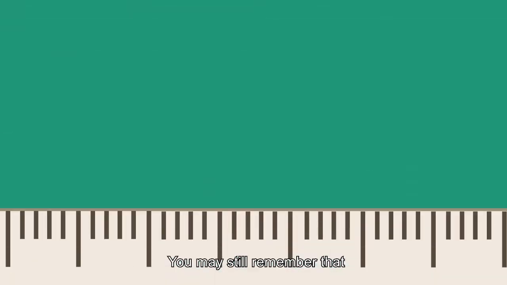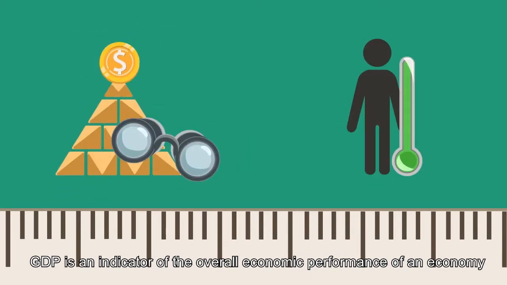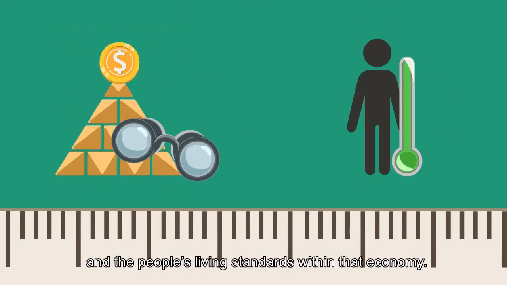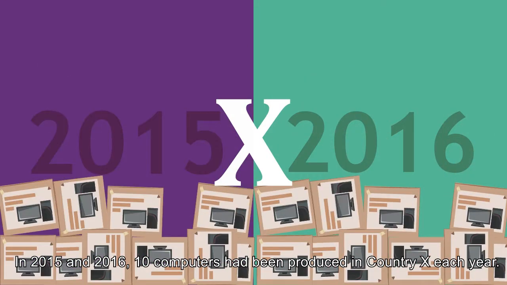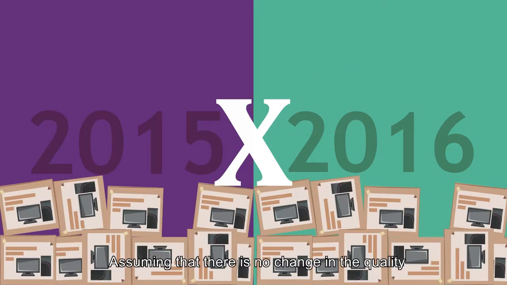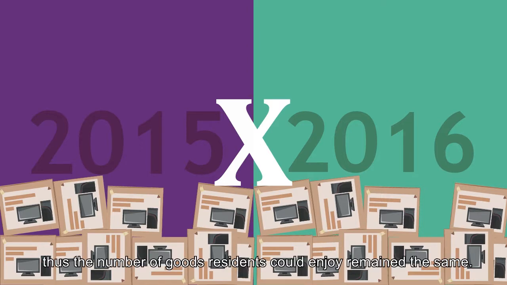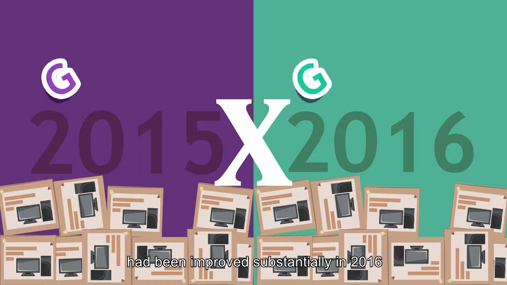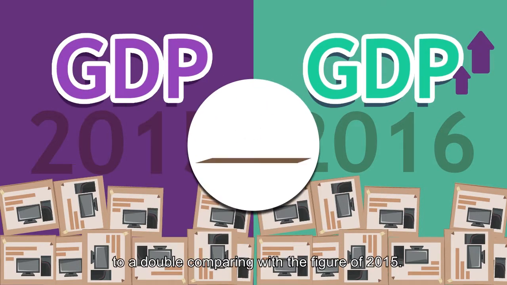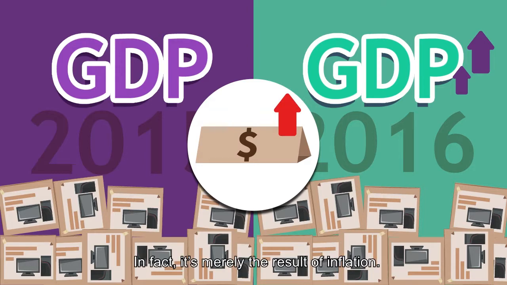You may still remember that GDP is an indicator of the overall economic performance of an economy and the people's living standards within that economy. In 2015 and 2016, 10 computers had been produced in Country X each year. Assuming that there is no change in the quality, there was no change in the total output. Thus, the number of goods residents could enjoy remained the same. We might wrongly assume that the living standards of Country X had been improved substantially in 2016 because the nominal GDP had increased to double compared with the figure of 2015. In fact, it's merely the result of inflation.